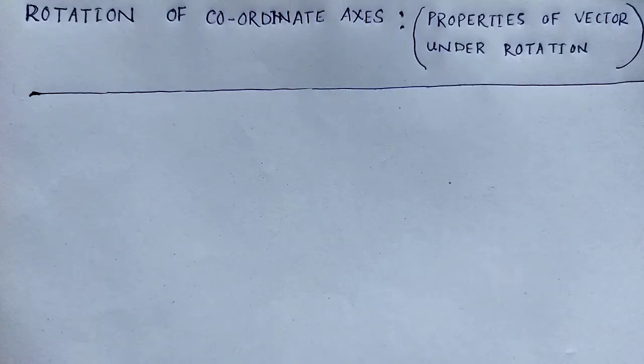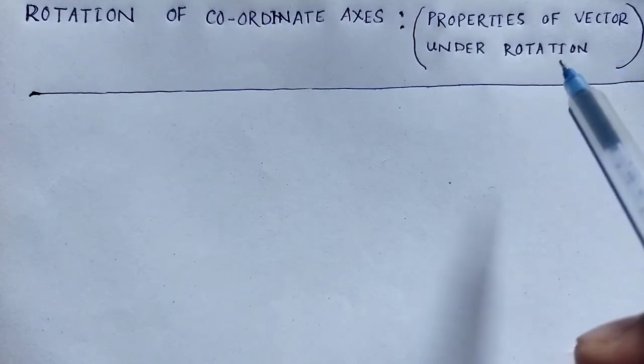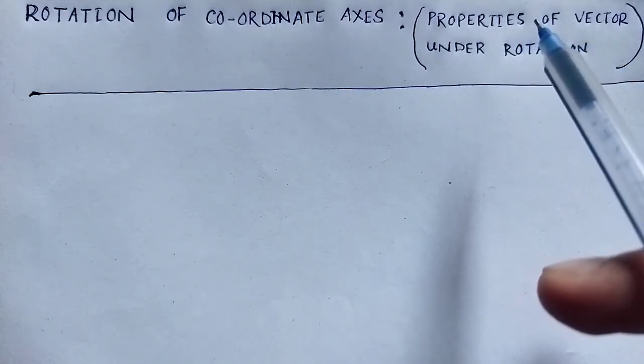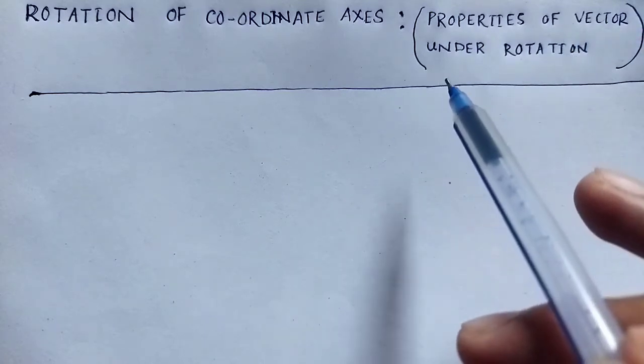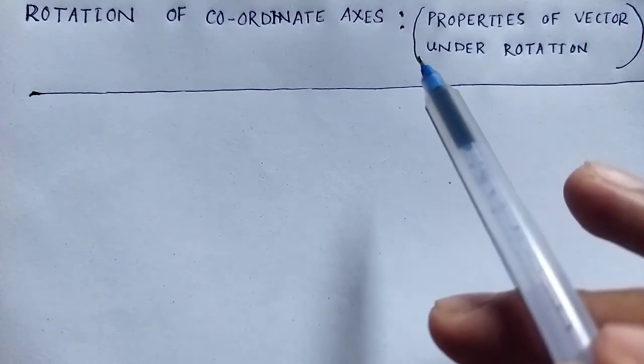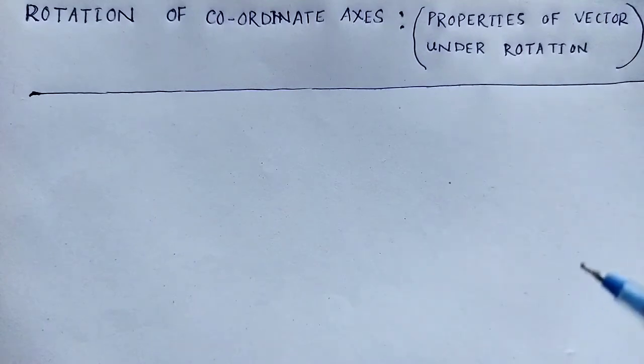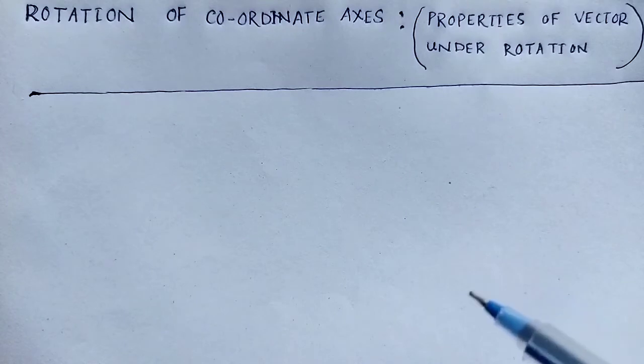In this video, we are going to discuss rotation of coordinate axis or properties of vector under rotation. Let's begin. Properties of vector under rotation indicates what changes occur when a vector is rotated with reference to the coordinate axis. Let us discuss the manner in which a vector transforms under rotation.